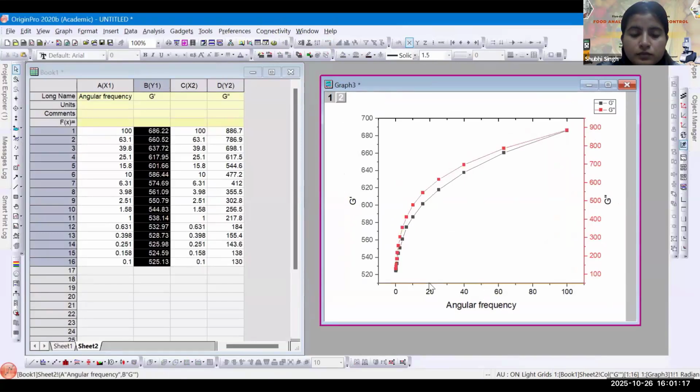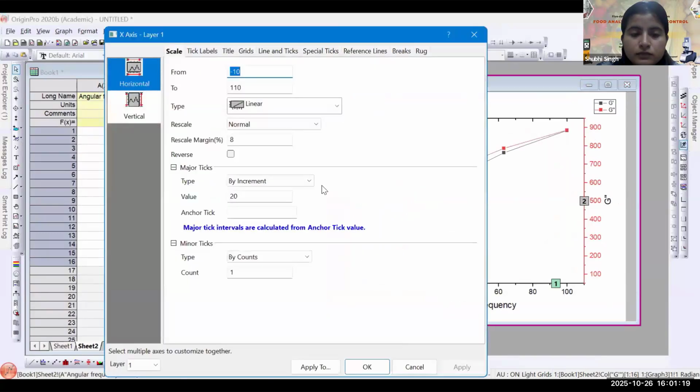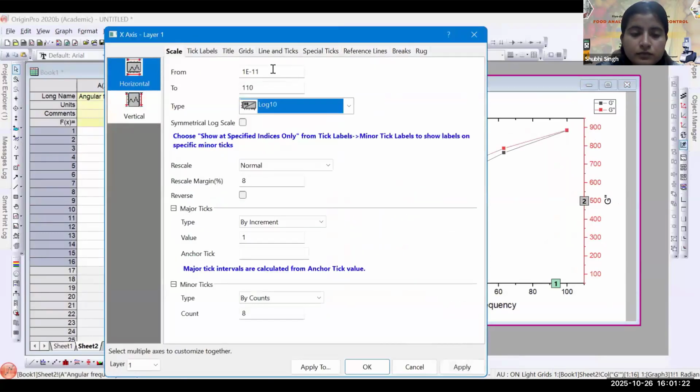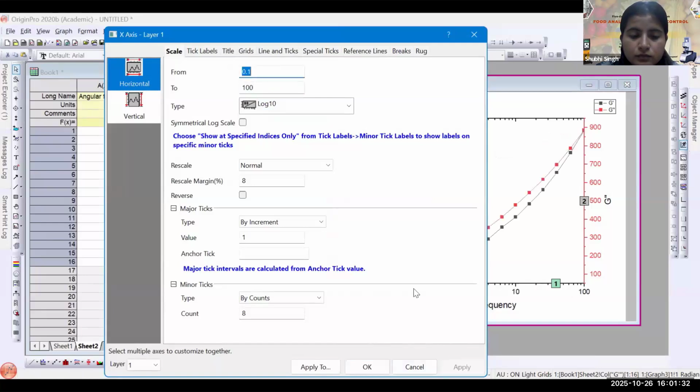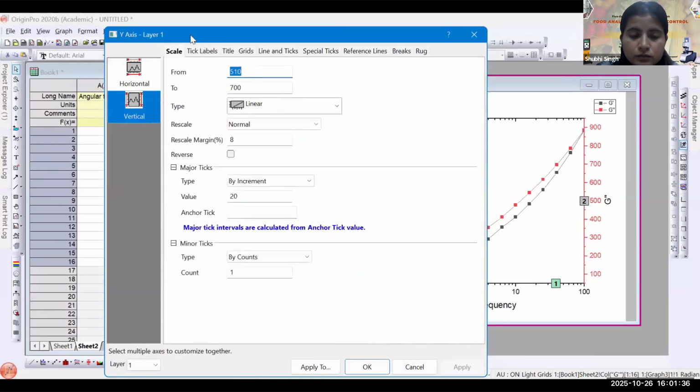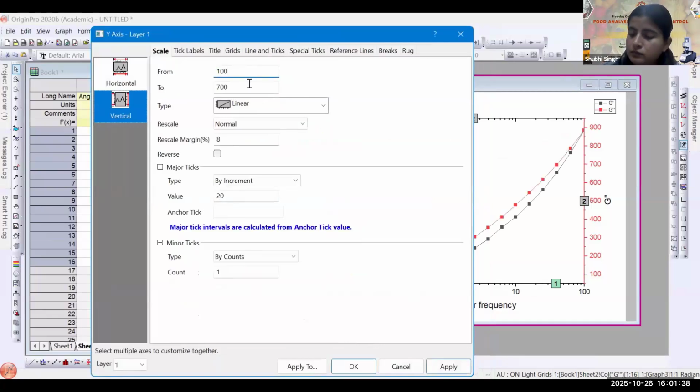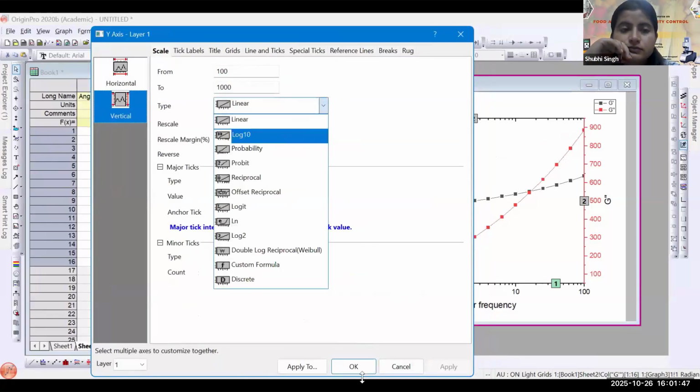So again, I have to make it logarithmic. Again, 0.1 to 100 and apply. And for vertical, 100 to 1000, logarithmic, apply.